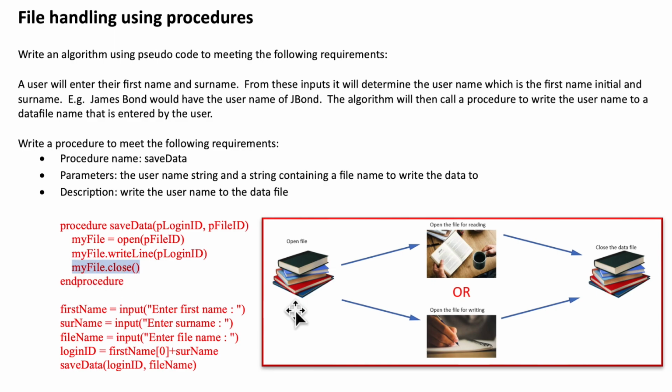To help our understanding of file handling, I've included this little diagram. When we open a file, we can do one of two operations. We can read the data file, or we can write data to the data file. And once we're finished with that, we close the data file. So the analogy I'm using here is a book. We open the book, we read or write in the book, and then we close the book. And it's very important that you remember these three stages when you're coding file I/O or file input-output operations.